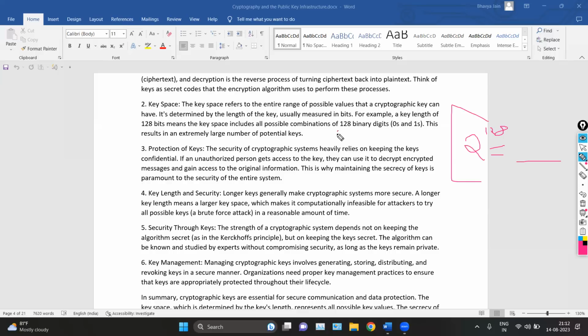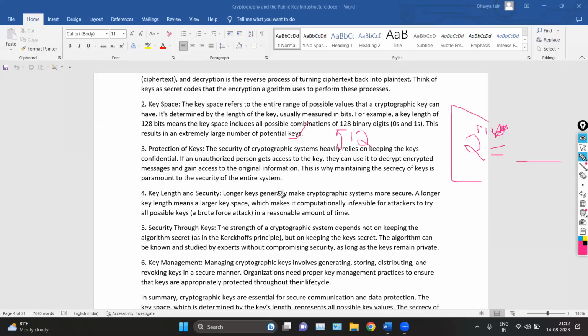Let's say you have a 512-bit key. Sorry, I don't have my pad. That's fine. So a 512-bit key means 2 power 512, which means 2 into 2 up to 512. So this is the length of your key. Okay. Then we have protection of key.